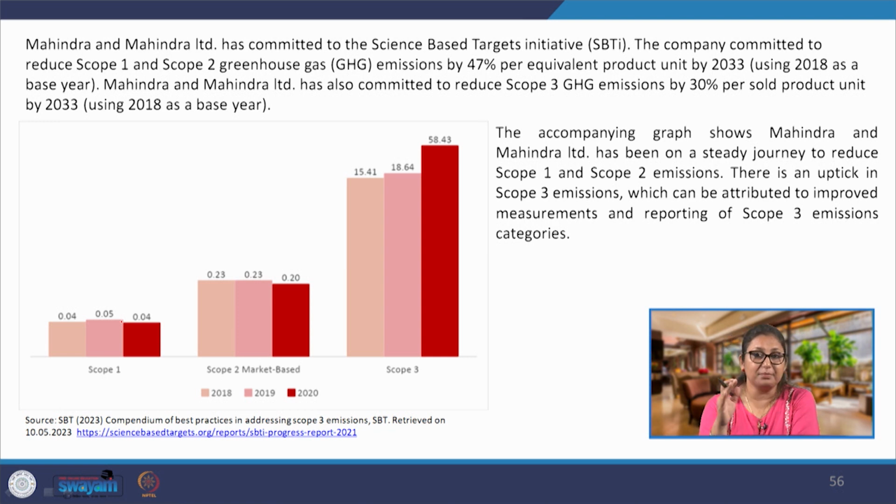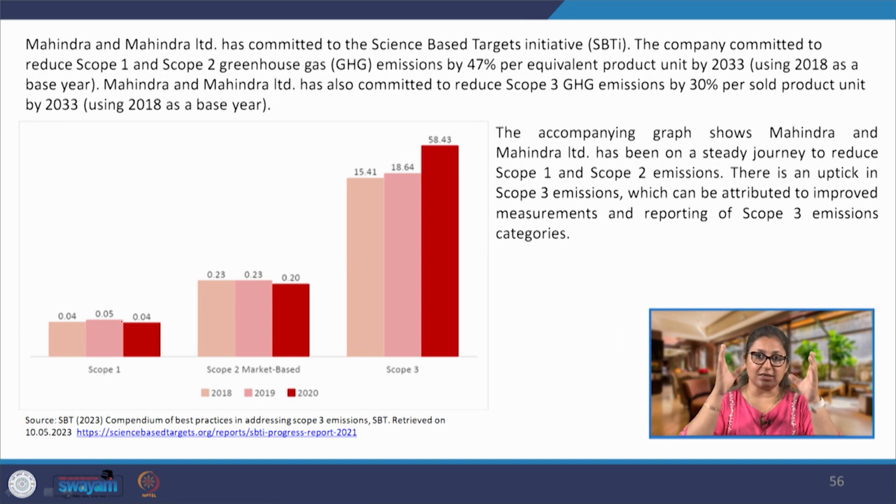I hope I am making this distinction clear. I will explain once more. For example, I am a developer, a real estate company, for example Mahindra and Mahindra, and I am making a huge office building. During the construction of this office building, the materials that go in and the emissions that happen on the site are the direct emissions for the developer company.